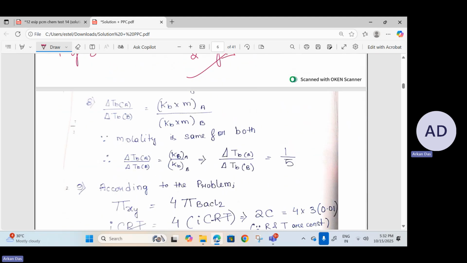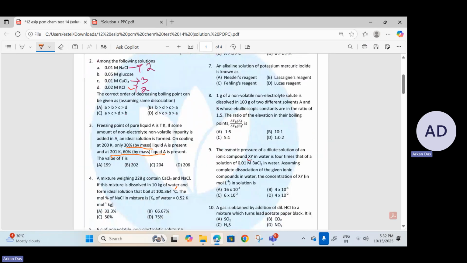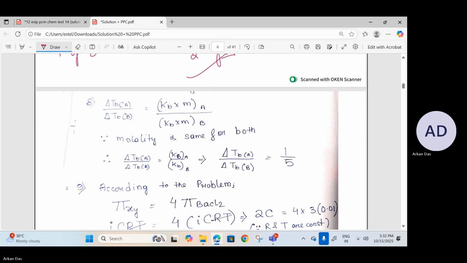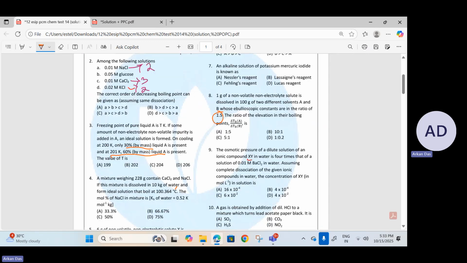Let's go for question number 8. Question number 8 also seems pretty simple. They are saying that if you have a Kb ratio of 1:5, then what will be the elevation of boiling? Very simple. The formula is delta Tb equals Kb into m. You just write down the delta Tb formula of A and the delta Tb formula of B. Then you can easily calculate, and by cancelling out both the molalities because they are the same, you are going to get the same ratio as the Kb, that is 1:5. Answer is 1:5.